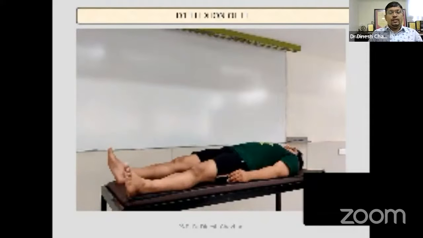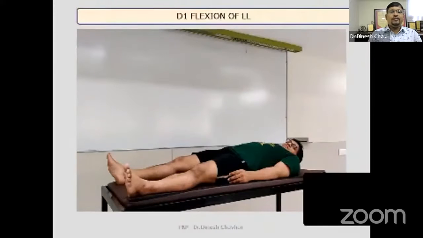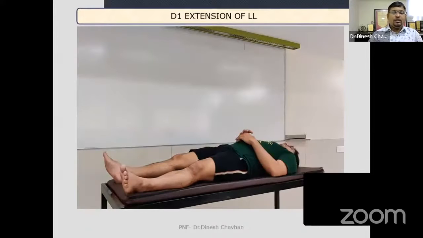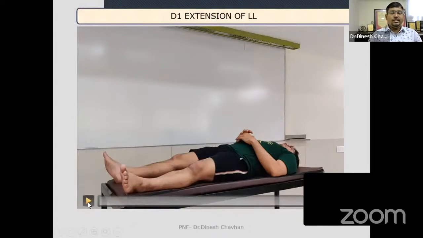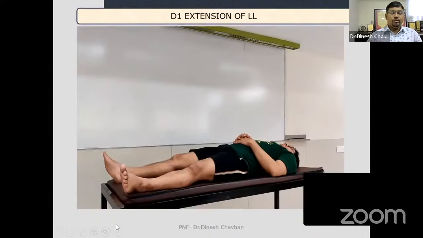As we saw in the video, the starting position of D1 flexion was D1 extension and the ending position was D1 flexion. How to facilitate and where to grab, at the ankle and the knee, we have already seen in the videos. Now we'll see D1 extension of lower limb. It will start from D1 flexion of lower limb, the initial position. The ending position will be D1 extension of lower limb. Now we'll see the videos of how to perform.